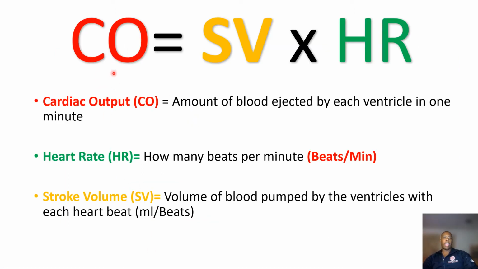So we see that cardiac output is equal to stroke volume times heart rate. Looking at the definition of this, cardiac output is the amount of blood ejected by each ventricle in 1 minute. Heart rate is how many beats per minute that the heart is beating, and the stroke volume is the volume of blood pumped by the ventricles with each heartbeat.